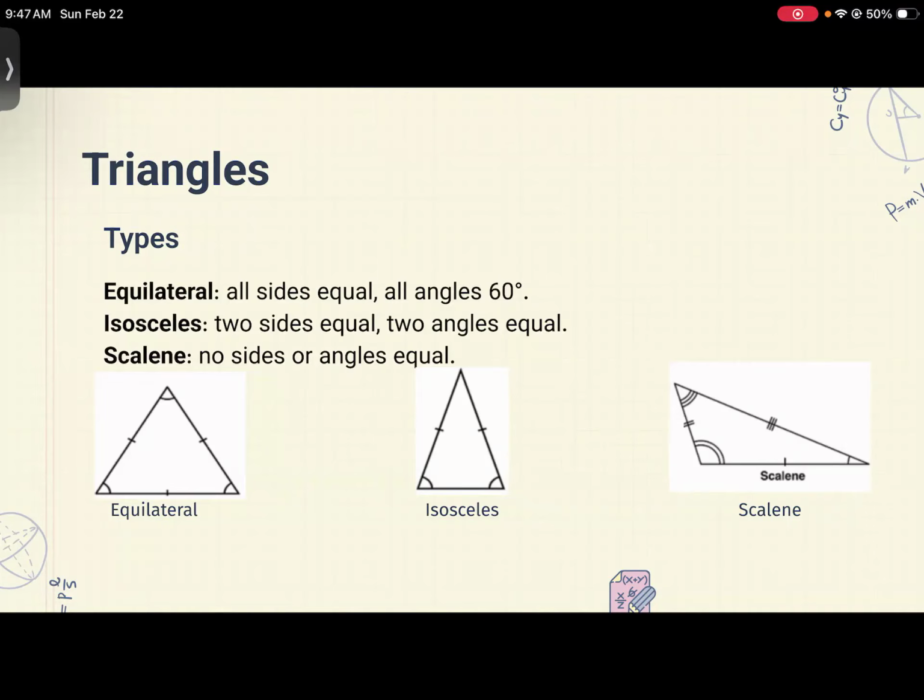Scalene triangle is where there are three different angles and three different sides. You can see the angles are all different with one line, two lines, and three lines, but the sides are also different with one line, two lines, and three lines. So essentially, equilateral is three equal sides, isosceles is two equal sides, and scalene is no equal sides.